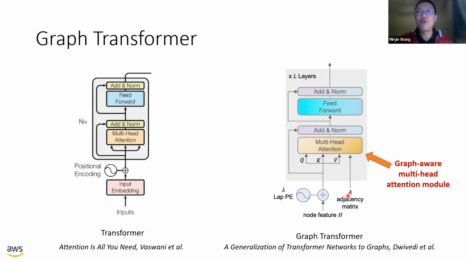In the graph transformer, instead of using a fixed positional encoding, you will usually calculate the positional encoding from the graph. And then during the multi-head attention, you will also incorporate the adjacency matrix to, for example, limit or constrain the attention along edges.